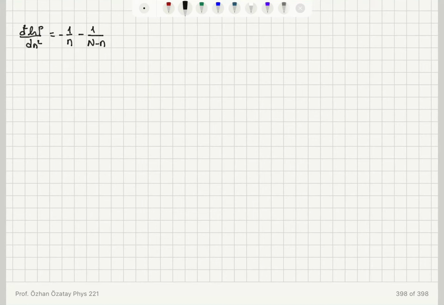So this term will give me, therefore, in minus parentheses, capital N minus n plus n divided by n times capital N minus n. These terms will disappear. So the second derivative is equal to minus capital N divided by n times capital N minus n.